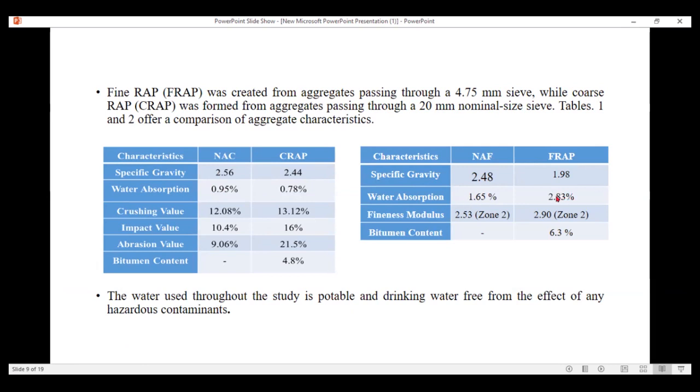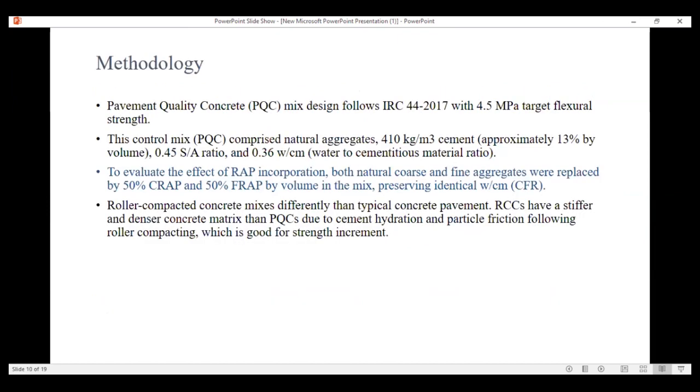This is because fine RAP already contains some bitumen content. Bitumen is also a porous material, and fine aggregate is also porous. Due to this nature, its water absorption is increased. Fineness modulus is determined as per IS 383 table 2; it is zone 2, and bitumen content in fine RAP is 6.3. Potable water is used as per IS 456-2000, and it satisfied the water content requirement.